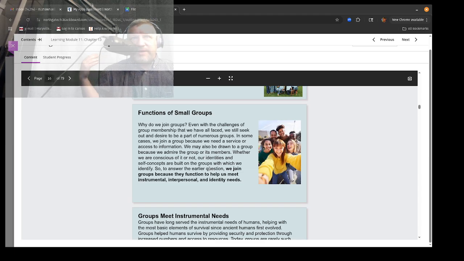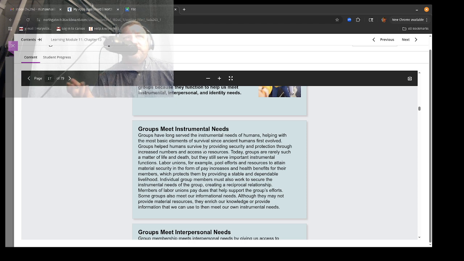So as we talked about, why do we join groups? We join groups because they function to help us meet instrumental, interpersonal, and identity needs. That's the actual definition of why we join groups.